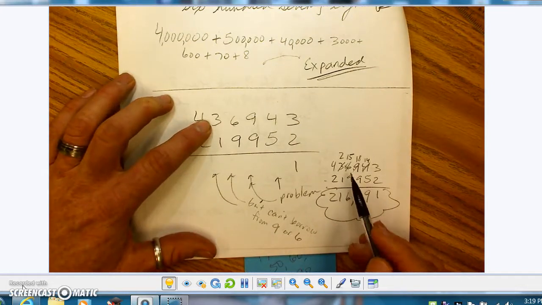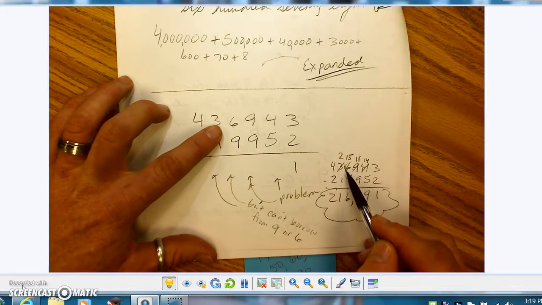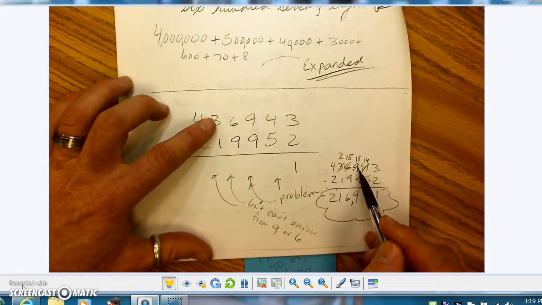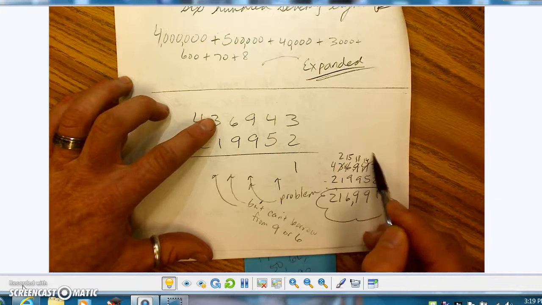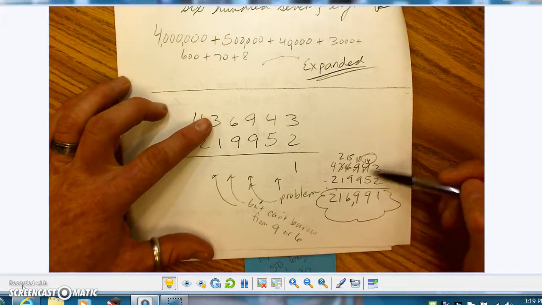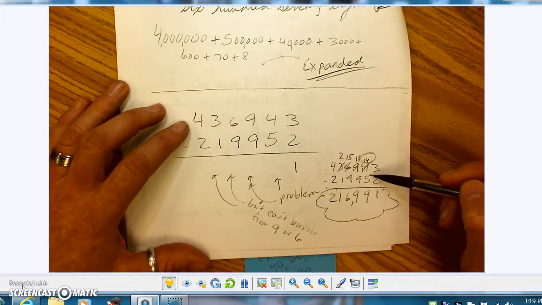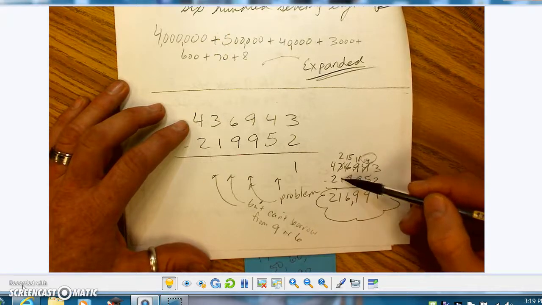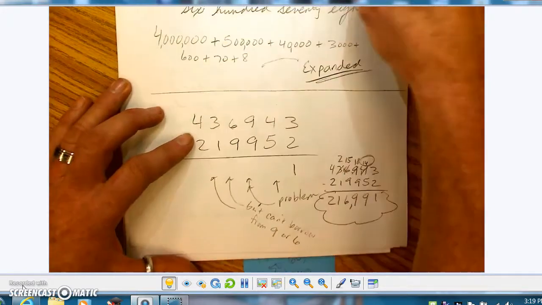And so that's what I wrote down here. I borrowed from the 3, made it a 2, made this a 16, but I need to borrow from it, so I turned it into a 15, turned that 19 into an 18, turned that into a 14. Now that 14, I'm going to stop. I'm not going to cross it out. Some kids always want to cross that out. Don't cross that out. That's why we are borrowing in the first place. So 14 minus 5 is 9. 18 minus 9 is 9, 15 minus 9 is 6, 2 minus 1 is 1, and 4 minus 2 is 2. Done. Alright.